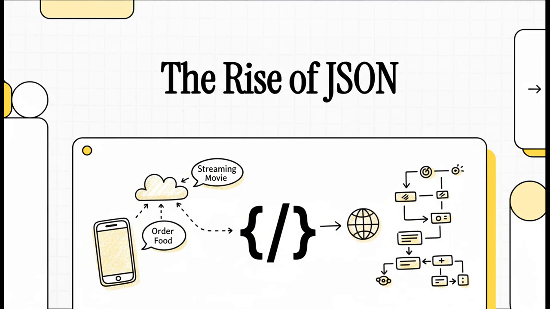Every single time you order food on an app, stream a movie, or just scroll through social media, there's this invisible conversation happening in the background. It's all powered by a really simple but incredibly powerful language that has totally taken over the modern web. So let's pull back the curtain and get into the story of JSON, the unsung hero of our digital world.